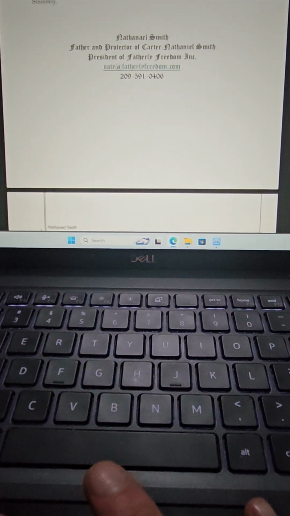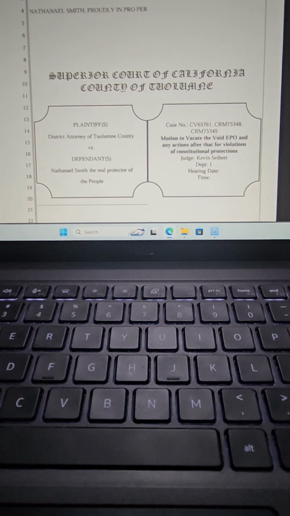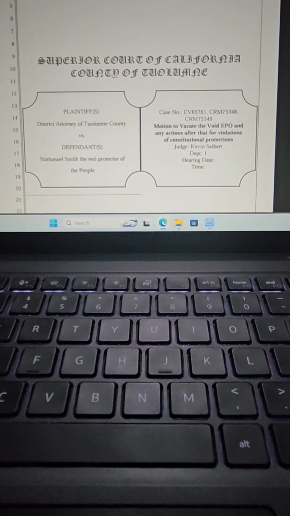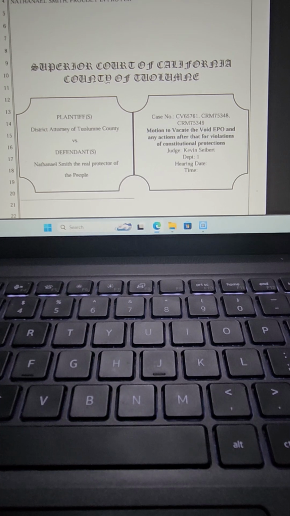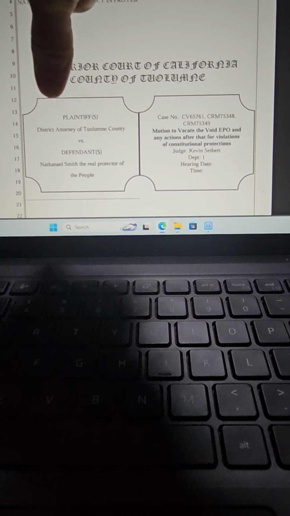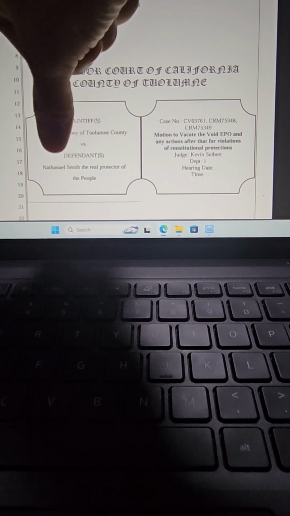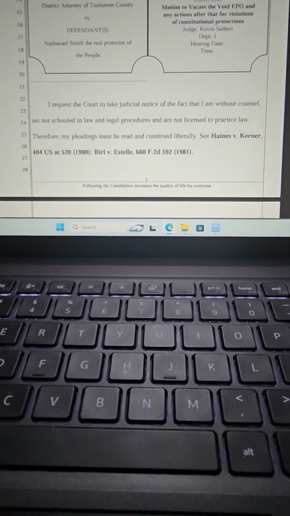Okay. So I had to include that letter to send this back. So this right here was my motion, motion to vacate the void EPO and any actions after that for violations of constitutional protections. I put plaintiff, District Attorney of Tuolumne County, defendant Nathaniel Smith, the real protector of the people, because I am doing this to fight for our children because our kids are being trafficked in Tuolumne County for Title 4D.